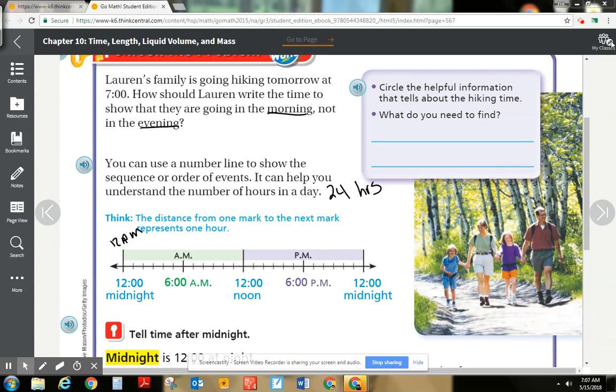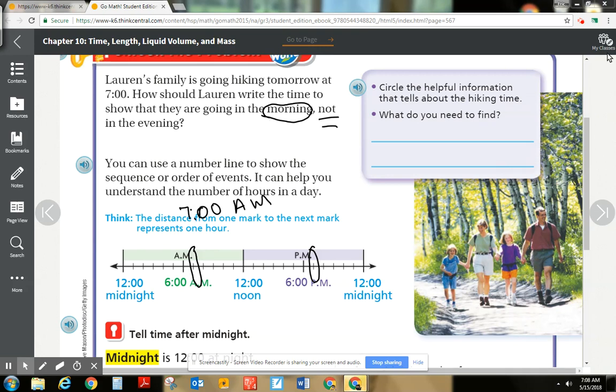So let's take a look. If she's going hiking at 7 o'clock, and they're going in the morning, would that be here on the number line, 7 a.m., or would that be 7 p.m.? Well, they're going in the morning, so it's a.m. Lauren and her family are getting up early to go hiking at 7 o'clock a.m. Could you go hiking at 7 p.m.? Sure. But Lauren's family is going in the morning, not in the evening.